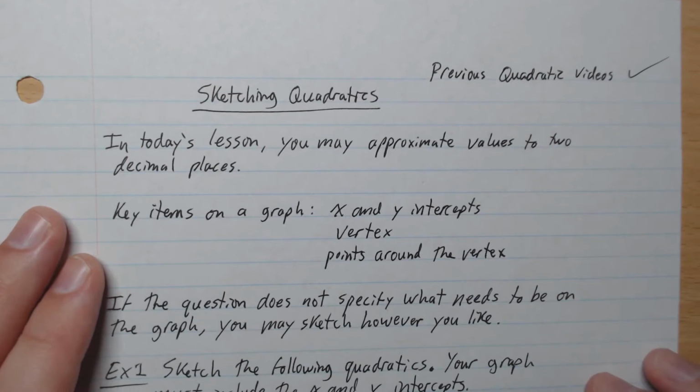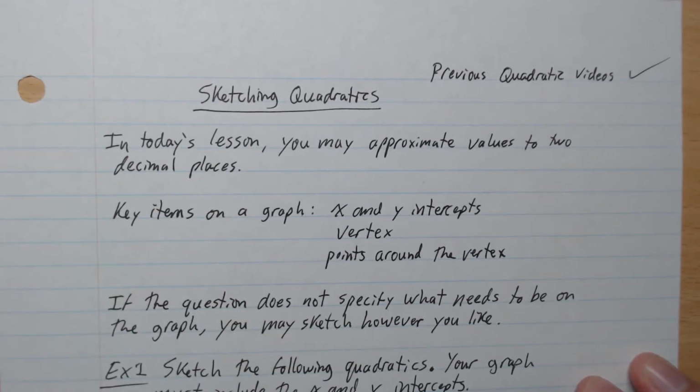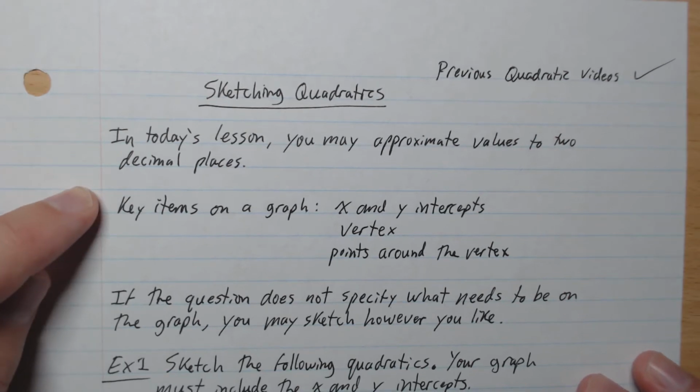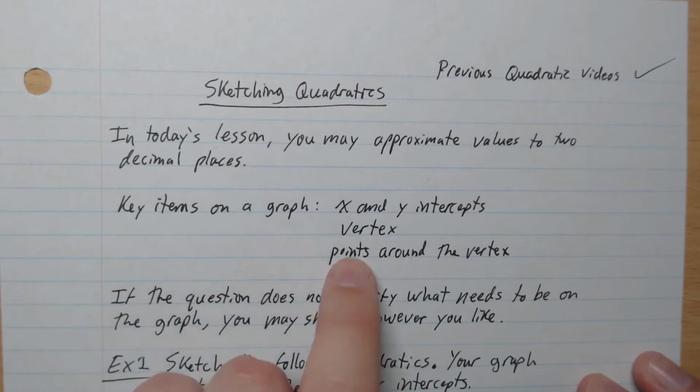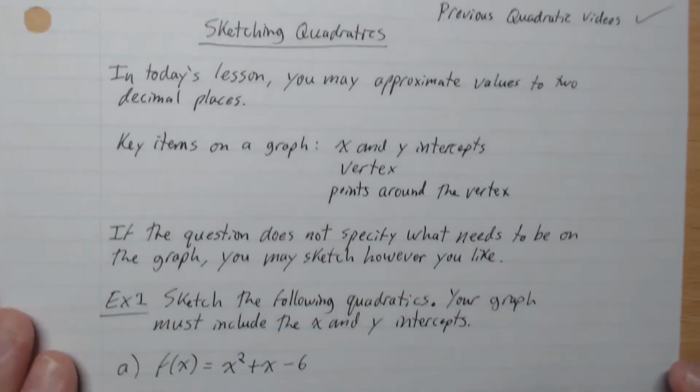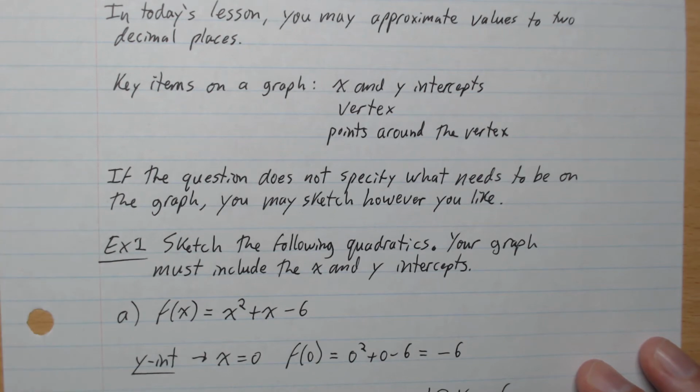So let's get started. In today's lesson, you may approximate values to 2 decimal places. There are a few key items on a graph: x and y intercepts, the vertex, and then points around the vertex. If the question does not specify what needs to be on the graph, you may sketch it however you like. So let's dive right in.